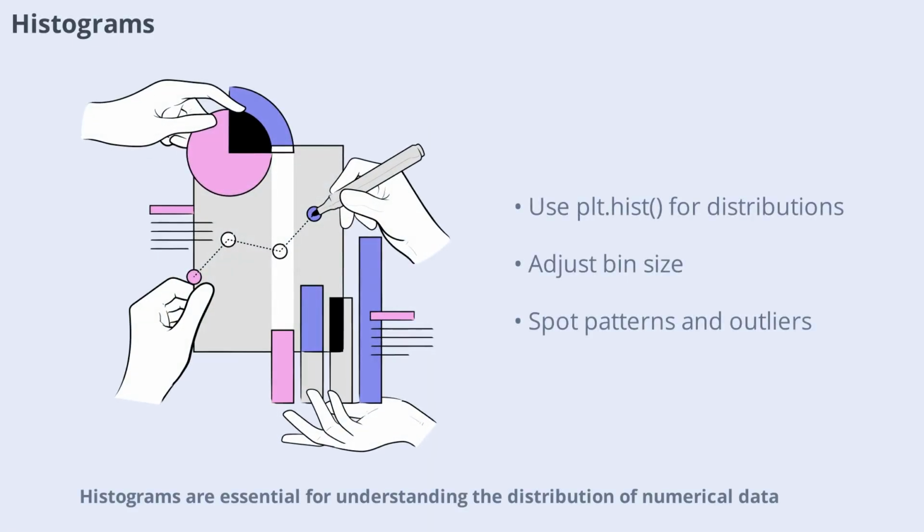Histograms are essential for understanding the distribution of numerical data. With plt.hist, you can quickly see how your data is spread across different ranges or bins. Histograms help you identify skewness, modality, and outliers, providing valuable insights during exploratory data analysis. Adjust the number of bins to get a more detailed or broader view of your data's distribution.